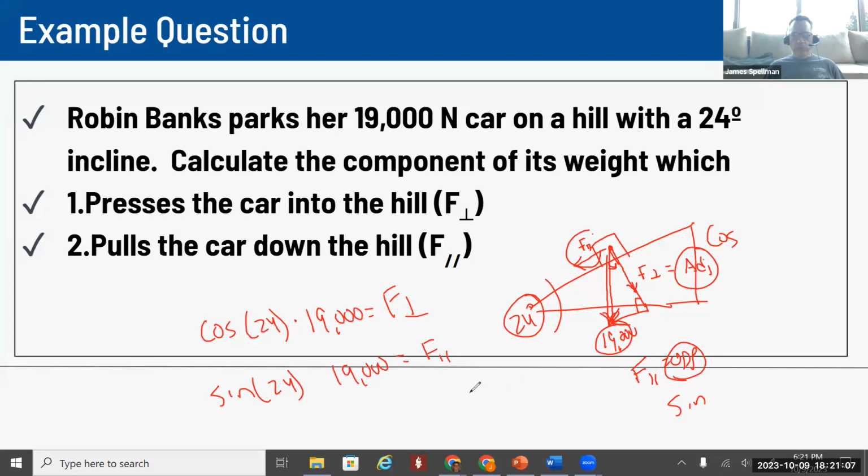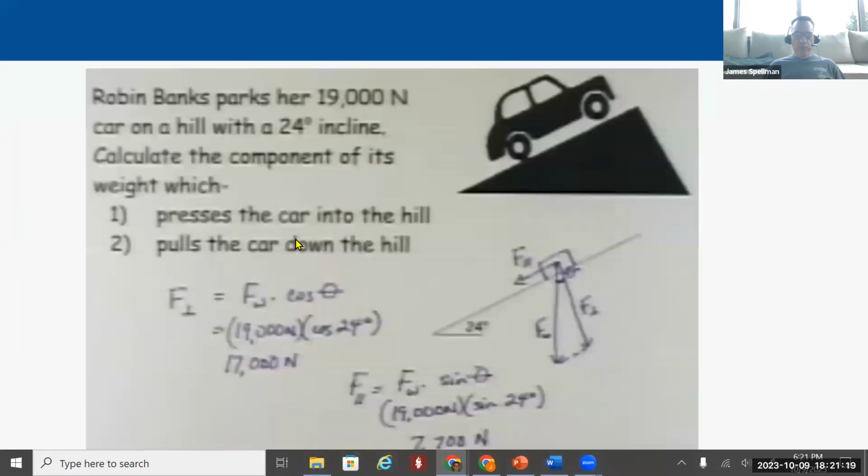You want to take a moment and do that. So I've got these worked out on the next page. On this next slide, it's a little bit fuzzy. But again, you can see you get the answers like this: 17,000 newtons for the perpendicular part. And we would get, looks like, 2,700 newtons in the parallel.